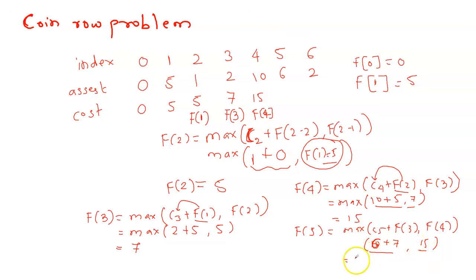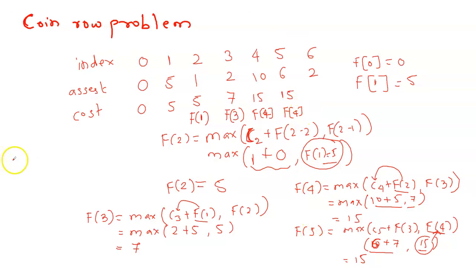So that means the maximum answer is 15. And how did we get 15? We got it directly from the fourth coin. So I will write it here: the maximum cost we got is 15, and we directly got it from F4 because no cost is added here. That's the maximum value, so I will write it as 15, then F4.